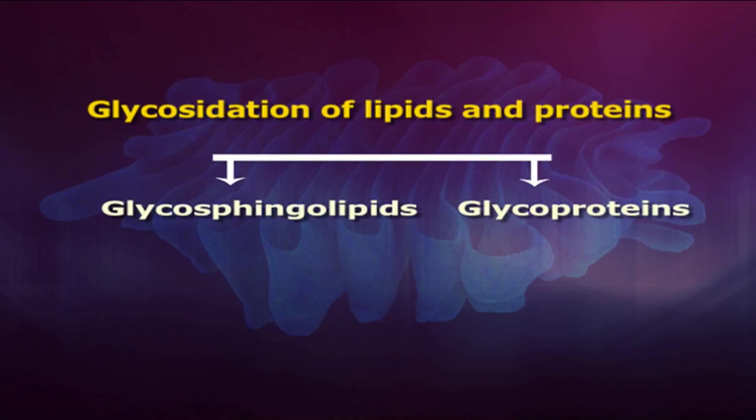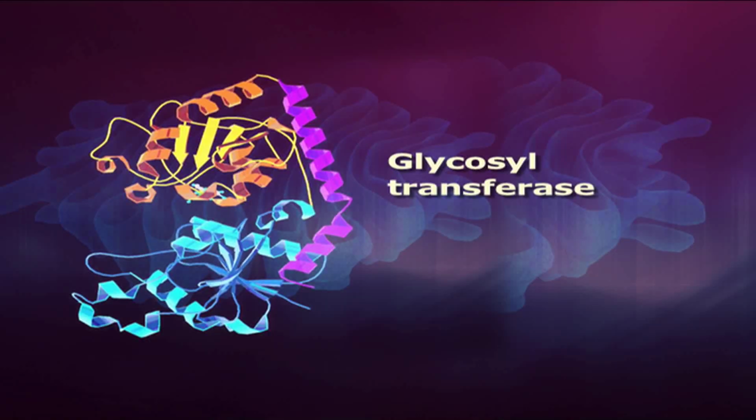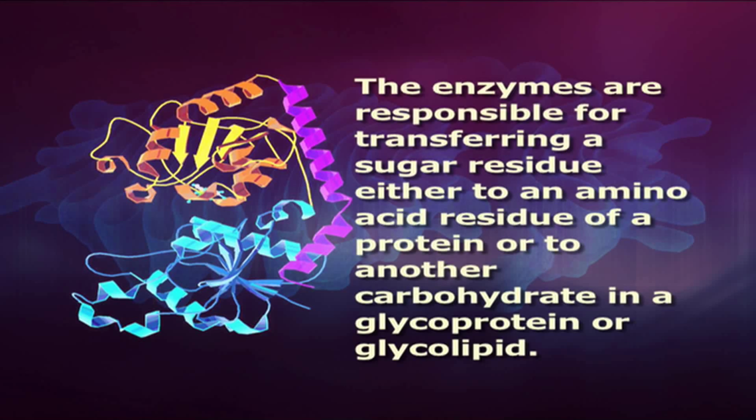The Golgi complex plays a major role in the glycosidation of lipids and proteins to form glycosphingolipids and glycoproteins. The carbohydrate prosthetic groups of both these complex substances are added in a sequential manner in the Golgi complex by the action of the various glycosyl transferases. The enzymes are responsible for transferring a sugar residue either to an amino acid residue of a protein or to another carbohydrate in a glycoprotein or glycolipid.